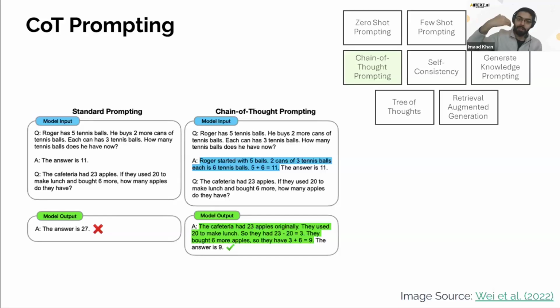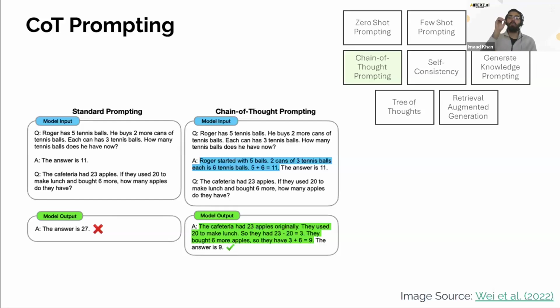Now you give your question. The cafeteria has 23 apples, they use this, and when the LLM is trying to calculate the answer, it will use your context. Like I said earlier as well, the LLM uses your context. The context can help you determine how you want the LLM to think.